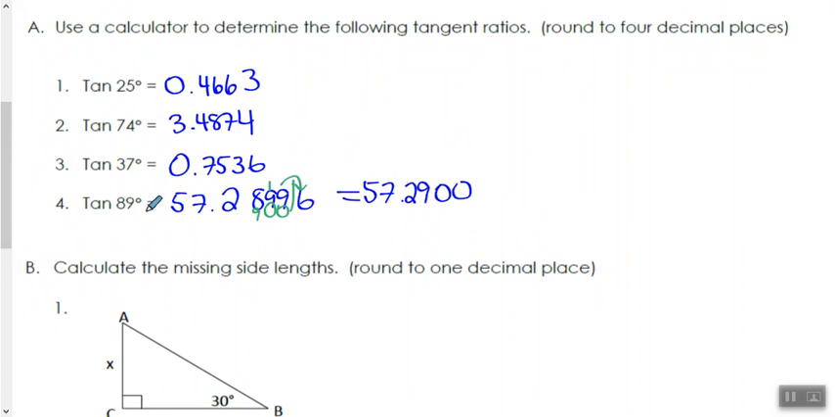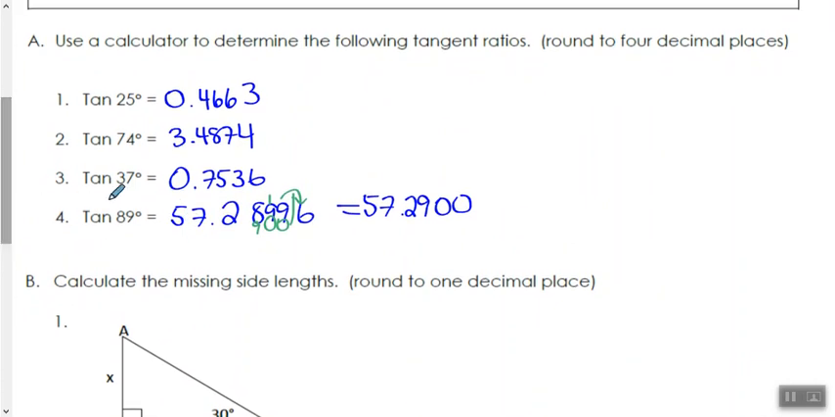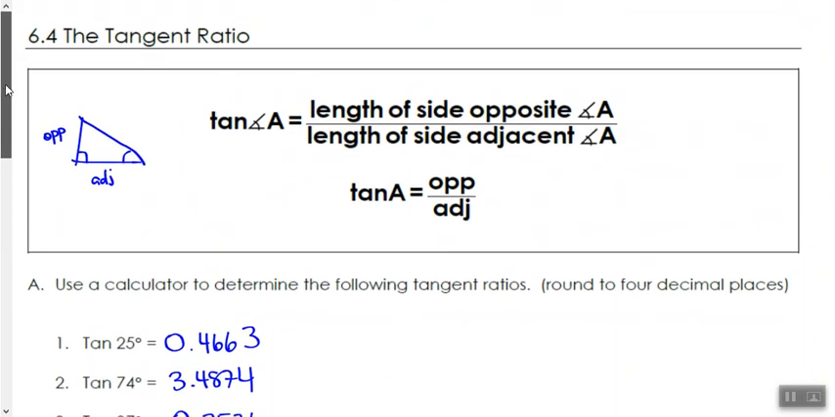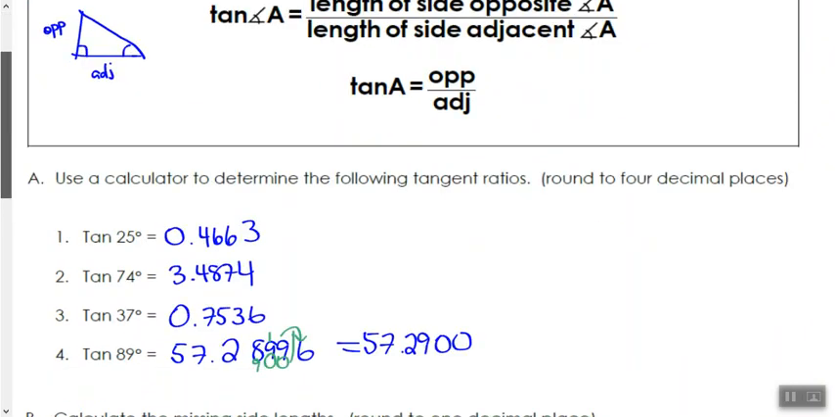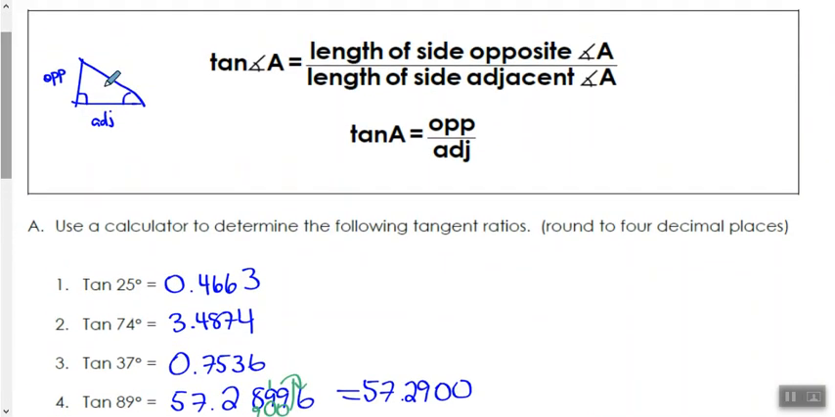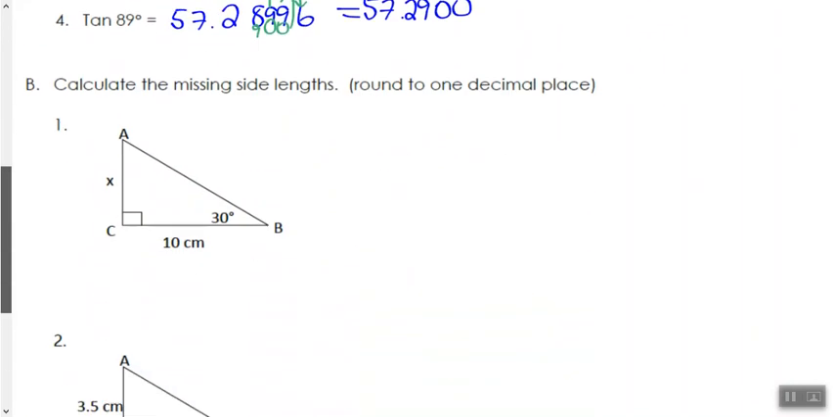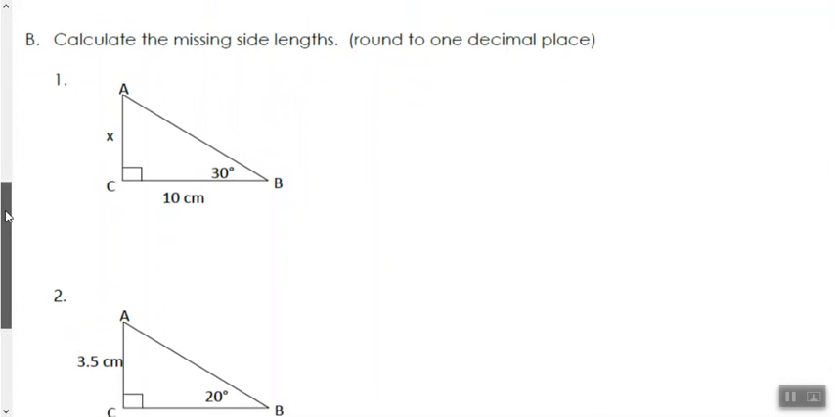So if you think about what this means, so 57.3-ish, this means that when I have tan of 89, so if this angle is the angle that I'm looking at, it is 89 degrees. My opposite side is 57 times larger than my adjacent side. That's right. Okay. So calculating the missing side lengths, round to 1 decimal place.